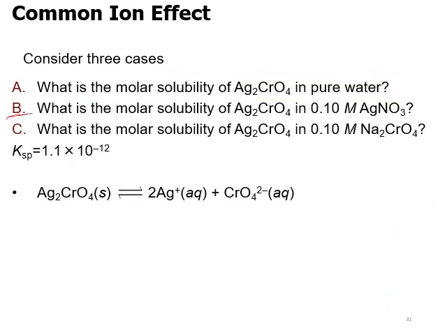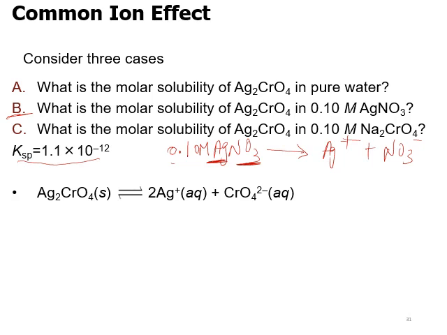Okay, so let's try part B. What is the molar solubility of silver chromate in 0.1 molar silver nitrate solution? What is the question giving me? It's giving me the Ksp value, and it's telling me that my solution is 0.10 molar silver nitrate, which means I already have in my solution 0.1 molar silver ion and 0.1 molar nitrate ion, right? Because silver nitrate will completely dissociate since it's completely soluble. So it will have 0.1 molar of this and 0.1 molar of this.